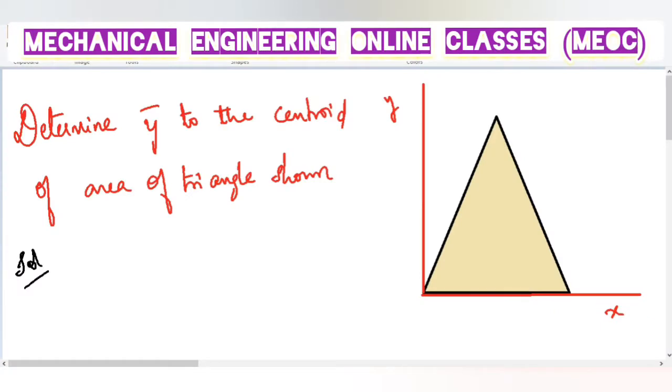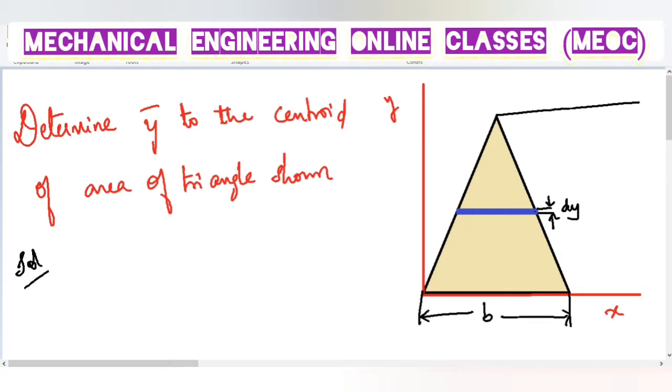Determine y bar, the centroid of the area of the triangle that is shown. So we have to find the y coordinate of the centroid of the given triangular area. Given x and y axes, the differential element is chosen to be a rectangular element having thickness dy. Let the base of the triangle be b and the height of the triangle be h.